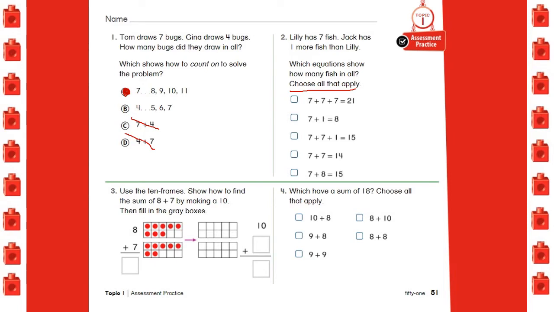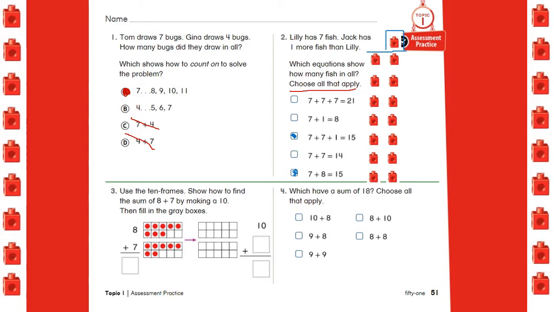So Lily has 7 and Jack has 1 more than Lily. And I didn't use different colors here. Maybe I should have, but I've got 7 in one column and 7 in a second, and then 1 more. So, which of these equations can help us with this problem? This is one correct answer. 7 plus 7 plus 1 equals 15, and 7 plus 8 equals 15.